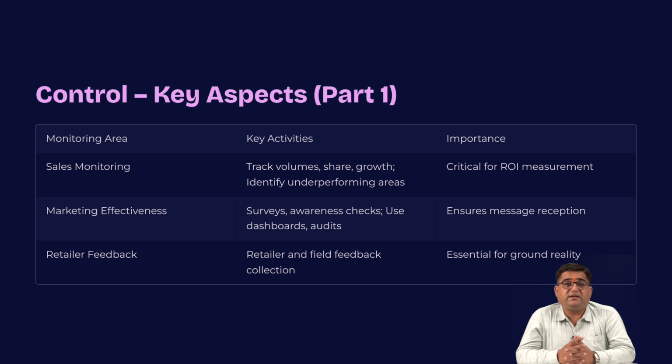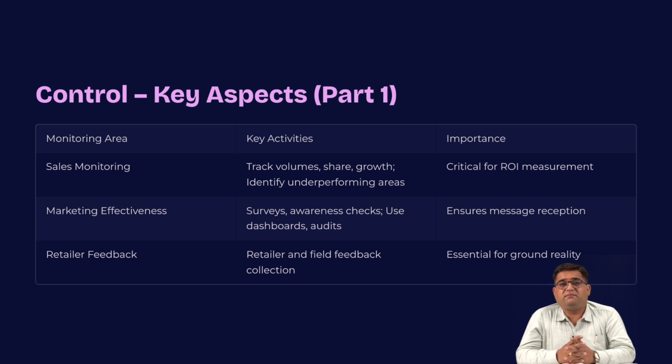If sales are weak in certain areas, investigations are needed to understand why. Perhaps a local competitor has introduced a low price alternative, or distribution coverage is inconsistent. Tools like a rural market sales dashboard or periodic market audits are helpful here.